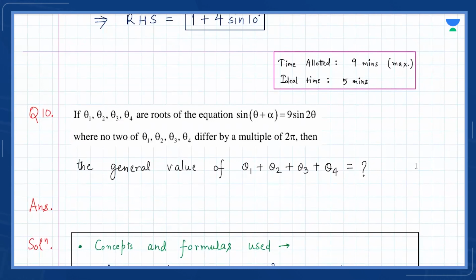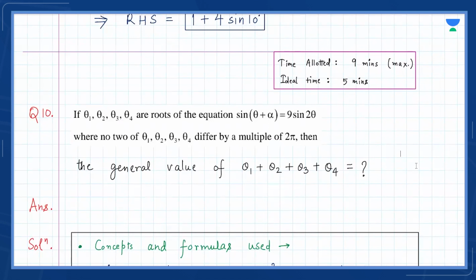The question is asking us that if theta 1, theta 2, theta 3 and theta 4 are the roots of the given equation, sine of (theta plus alpha) is equal to 9 sine 2 theta, where no two of the thetas, theta 1, theta 2, theta 3, theta 4, differ by a multiple of 2 pi, then the general value of theta 1 plus theta 2 plus theta 3 plus theta 4 would be equal to how much?